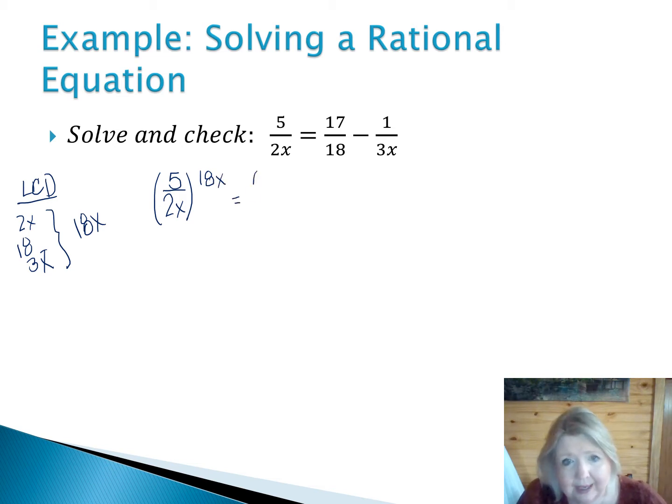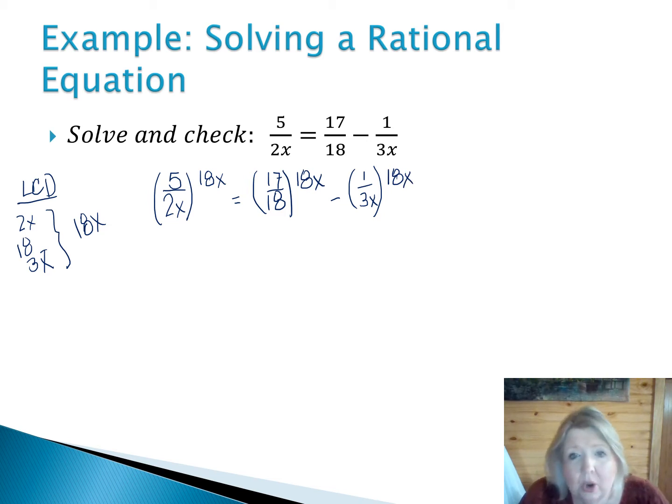On the right-hand side, I'm going to distribute the 18x so that it looks like each term got multiplied by 18x. And that is exactly what it is. When you multiply and distribute, each term gets the factor. So I have each term multiplied by 18x.